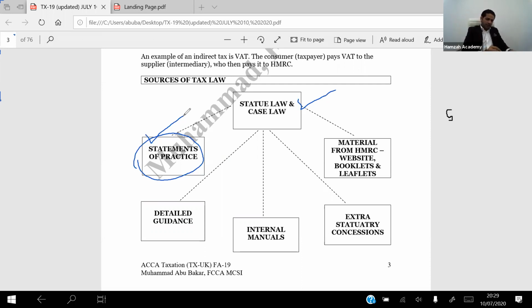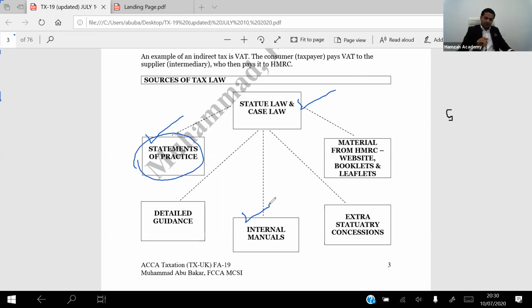So when it comes to internal manuals, what is this? Internal manuals are SOPs within the HMRC to deal with different scenarios. If there is a law available in the market for general taxpayers, there will be SOPs and internal manuals available for us, being the employees of HMRC. So I will also know if a taxpayer comes to me with some issue, how exactly I should be dealing with that.